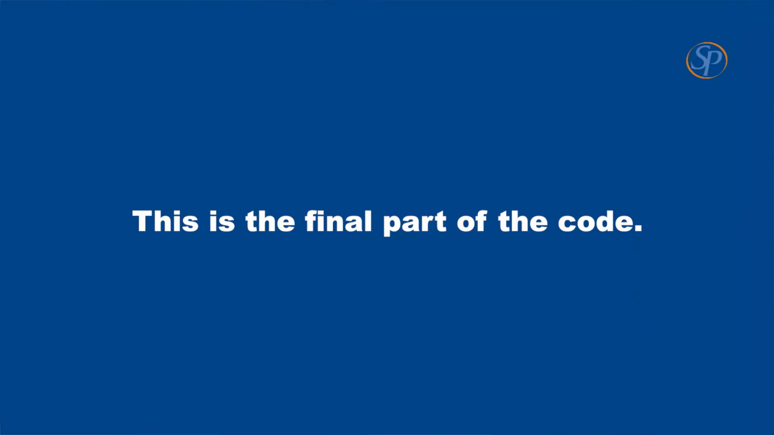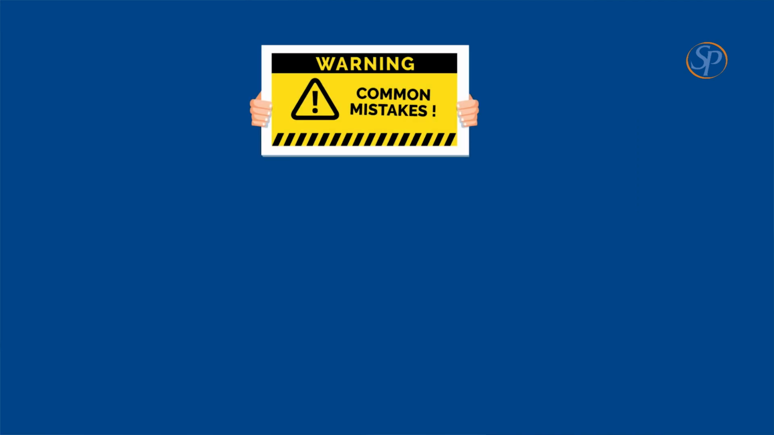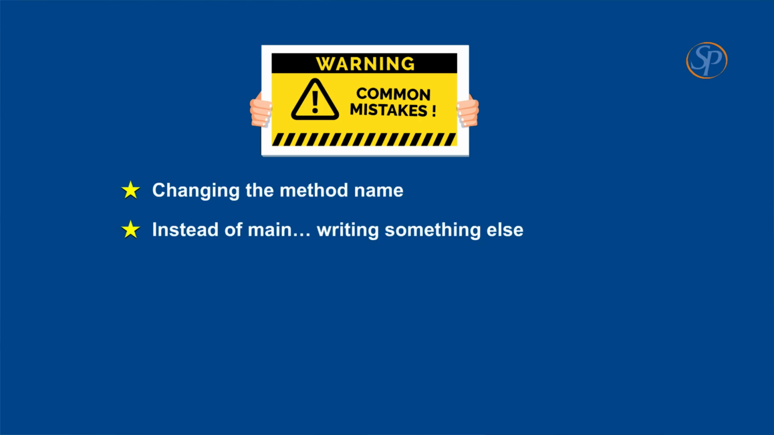So this is the end of the code part. Now let's talk about some common mistakes. These are very small mistakes but very important. Many beginners make these mistakes. First, changing the main method name. Instead of main, writing something else. Then the program will not run.